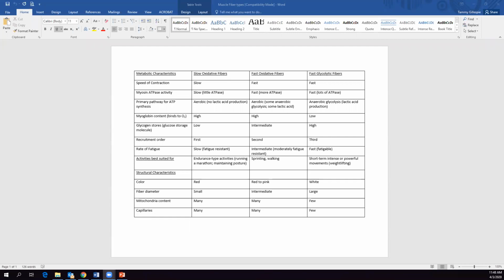In our slow oxidative fibers that we've been talking about with their metabolic characteristics, now we want to take a look at what they would look like if we looked at them under the microscope. First of all, we don't even have to look at them under the microscope really to see this. So what is their color?